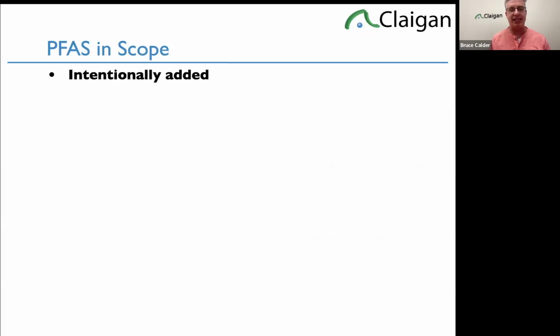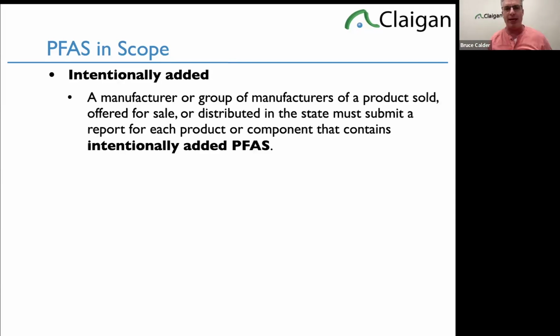Okay, so scope is intentionally added, which is very hand wavy. I mentioned before, there's the law, and there's a link to it earlier, and there's the statement of reasons. The statement of reasons is worthwhile revisiting for this kind of thing to see what they meant. Intentionally added is a bit open-ended and says a manufacturer or group of manufacturers of a product sold, offered for sale, or distributed to the state must submit a report for each product component that contains intentionally added PFAS.